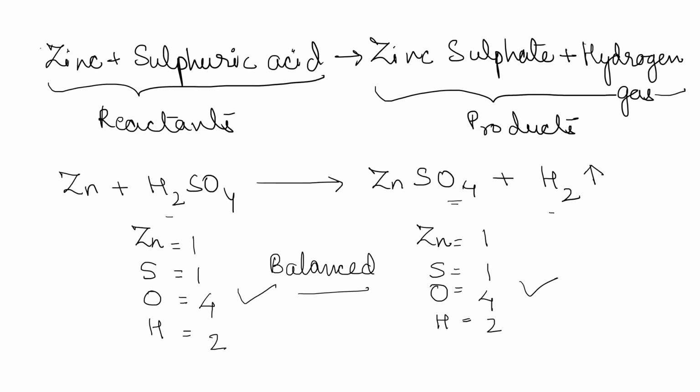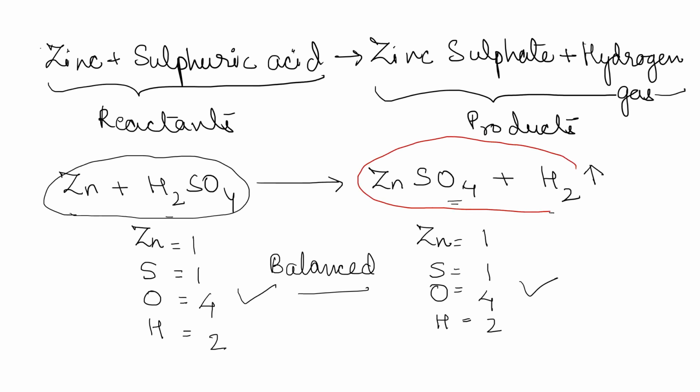It is already balanced. Now children, one major question is why we need to balance any chemical equation. Why can't we leave it as such? Because in class 9th you have learned about conservation of mass. Mass of each and every element on the reactant side must be equal to mass of each and every element on the product side.